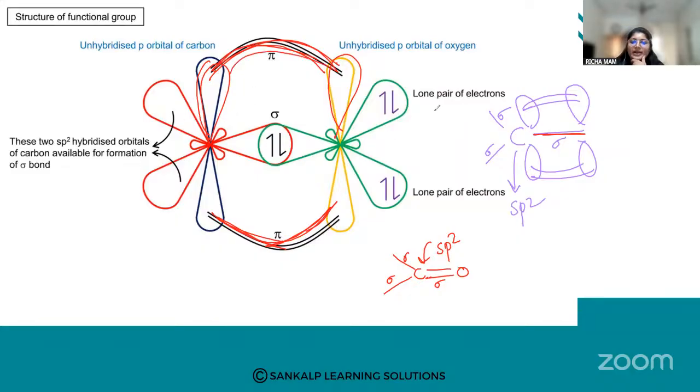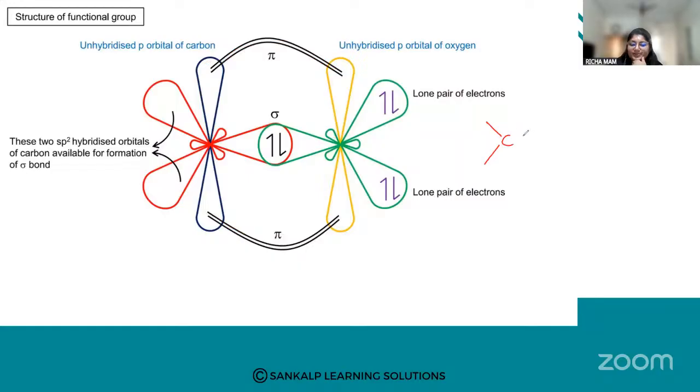And what does it form? It forms a pi bond. This pi bond is like a cloud formation, so one cloud above and one cloud below the plane of the molecule. The angle which is made is approximately 120 degrees, and it has a planar structure. What is the structure? It is a planar structure.